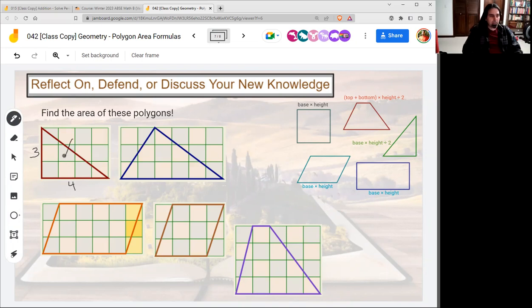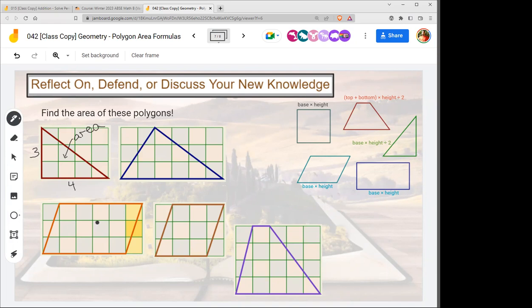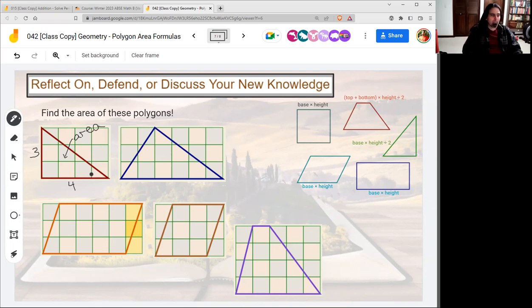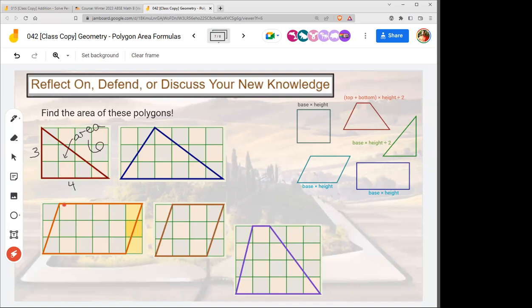So what's the area? So is it 12 divided by 2? It is. Can you see that happening? Can you see that the whole thing is 12? And that the triangle has kind of the southwest half of it. Yeah.